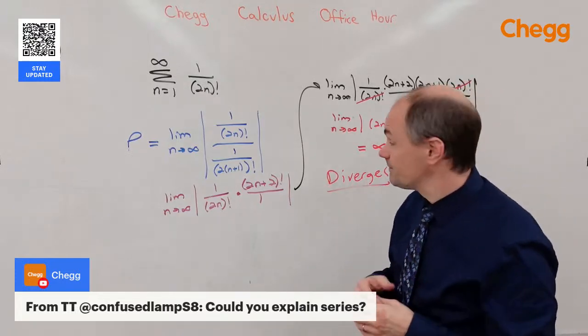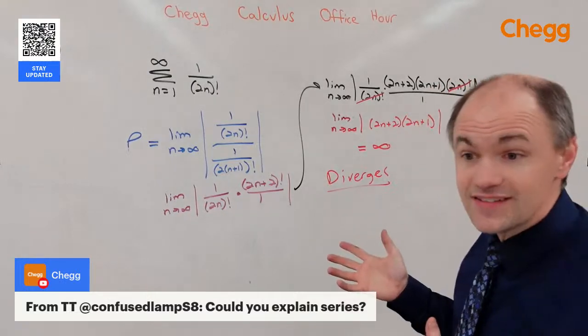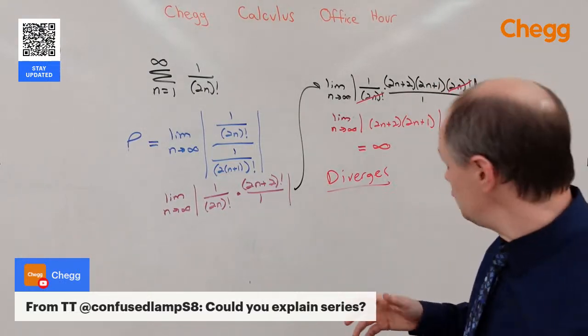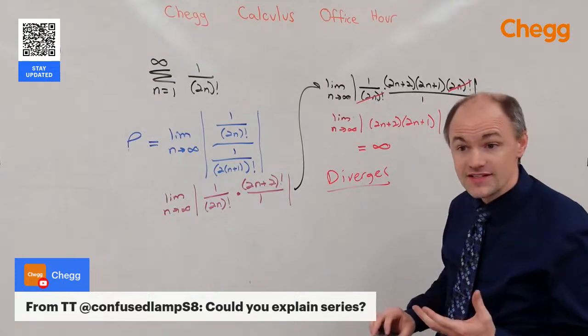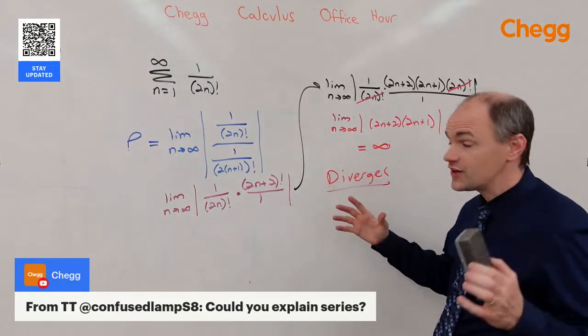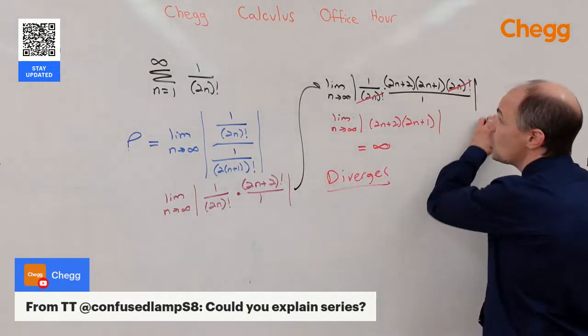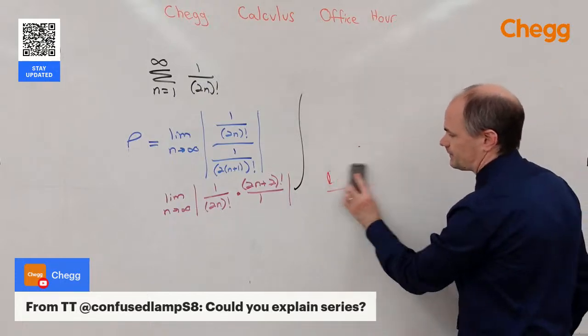That is the ratio test, one of the most important, often used ones, especially when we get to working with power series and trying to find the interval of convergence. We'll use the ratio test quite a bit.